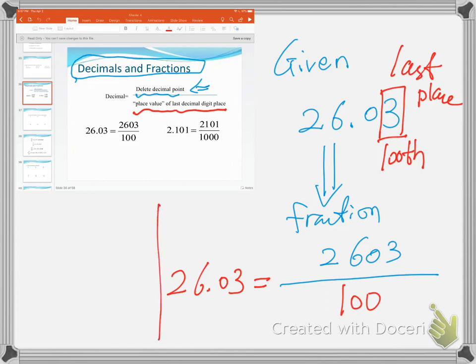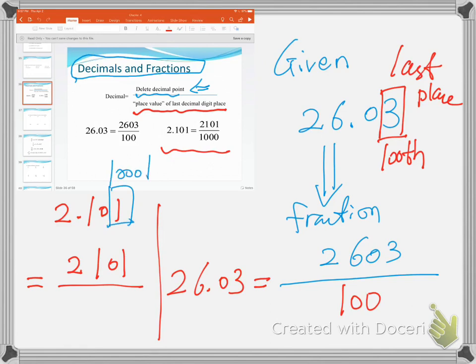Let's look at the other example. So numerator, without the decimal point, we got 2101. We just delete the decimal point. What's the last place here? The last place is the thousandths place. So the denominator is 1000. Okay, so it's very easy to change decimals to fractions. You just remember this rule.